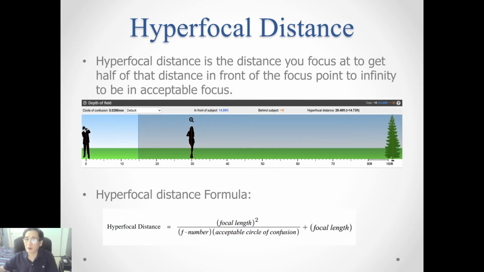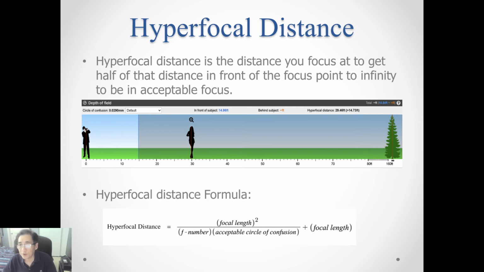Okay, let's talk about hyperfocal distance, because you hear this term thrown around a lot, and I don't think people do it on purpose, but if you don't know what it is, you kind of feel inadequate or embarrassed or something. Don't be. It's really easy, and here I'm going to tell you what it is and how to use it.